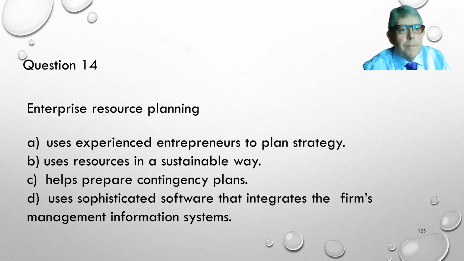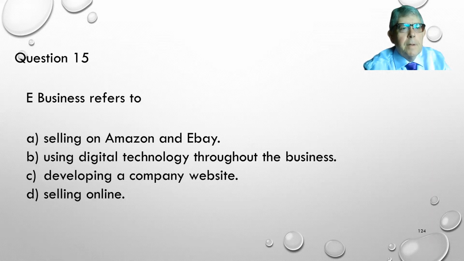Question 14. Enterprise resource planning uses experienced entrepreneurs to plan strategy, uses resources in a sustainable way, helps prepare contingency plans, uses sophisticated software that integrates the firm's management information system. Question 15. E-business refers to A, selling on Amazon and eBay. B, using digital technology throughout the business. C, developing a company website. Or D, selling online.